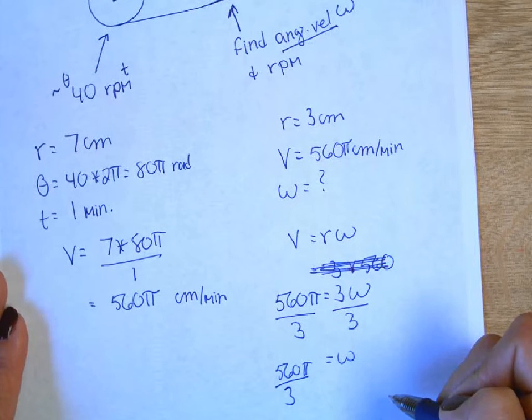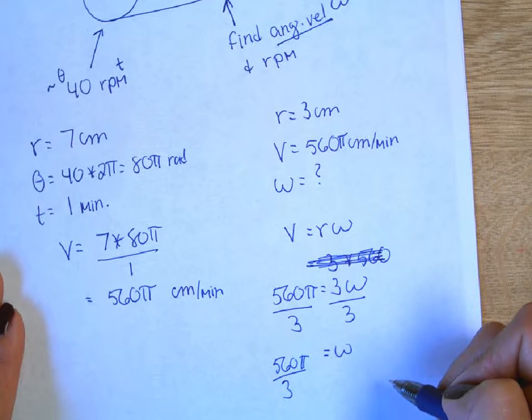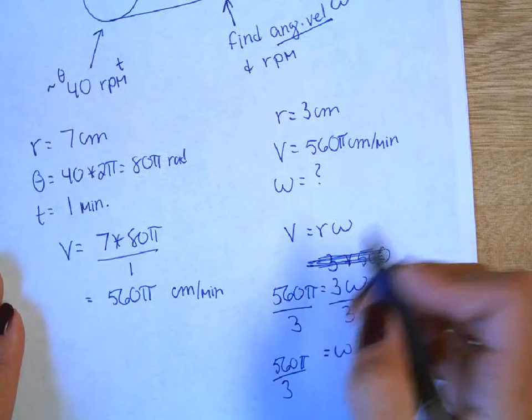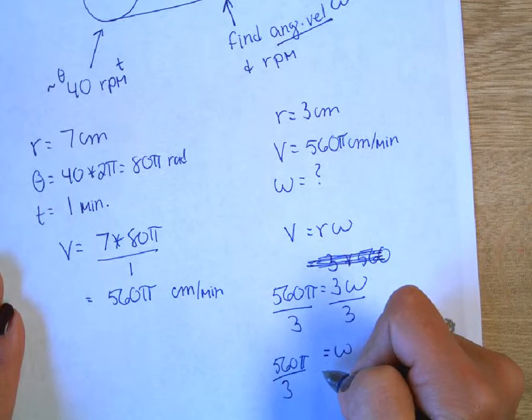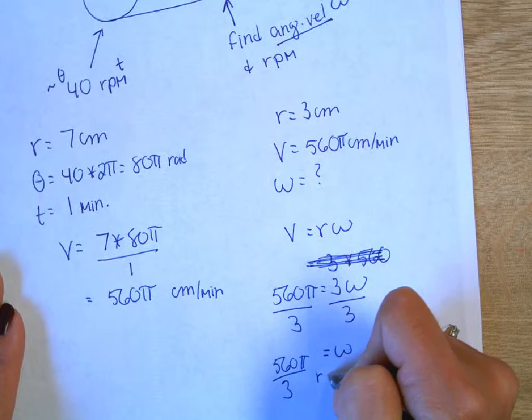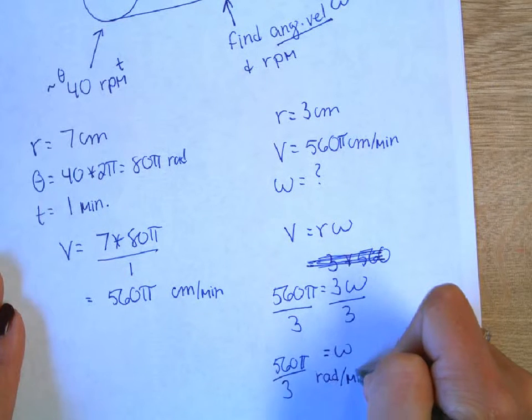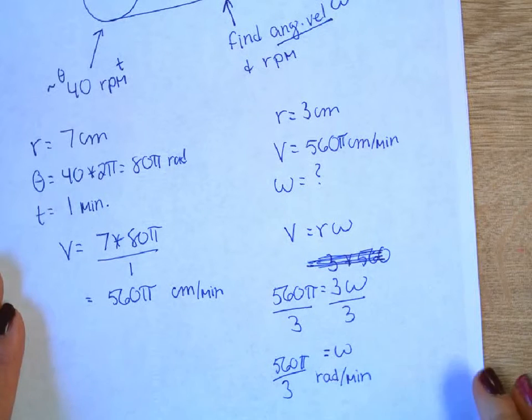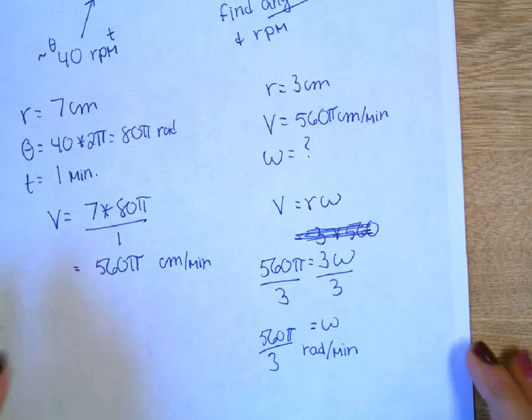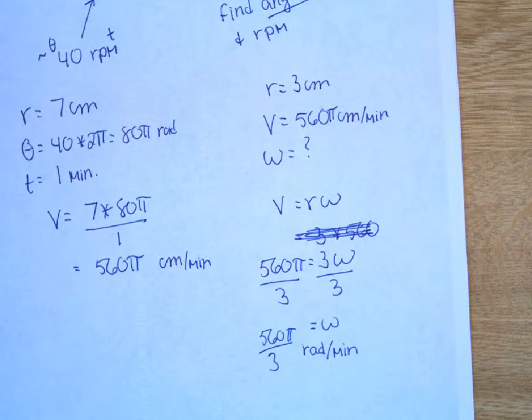What would that be? Not pretty. Units? Oh, units. Would it be revolutions per minute? RPMs, revolutions? No, it would be radians per minute. That's how many radians per minute. Angular velocity is always radians per time.